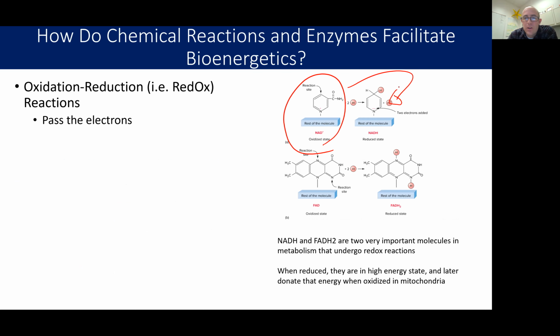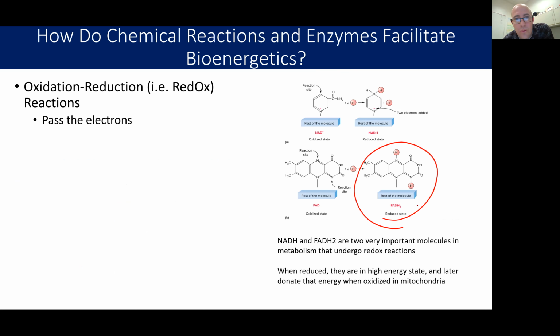FAD is also an electron carrier. And when it gets its extra electrons, it becomes FADH2. So it gets electrons and some hydrogens there. But these are going to have high energy that can be used to cause reactions to occur.